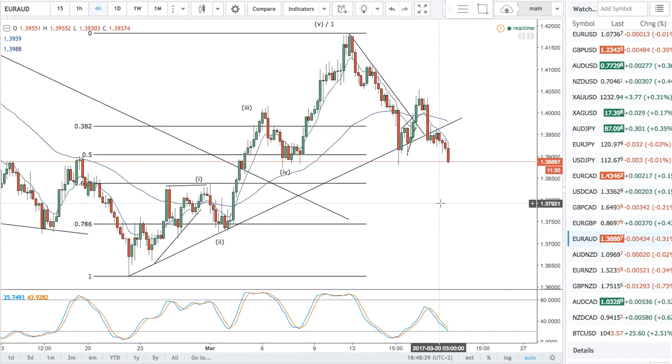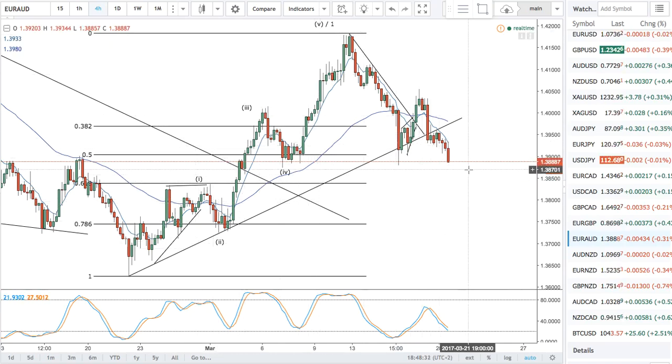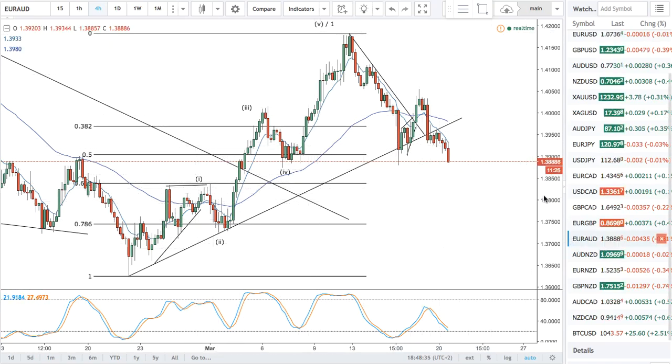Still looking higher in Euro Oz eventually. 5 waves up established. We'll see how this unfolds as we head down.